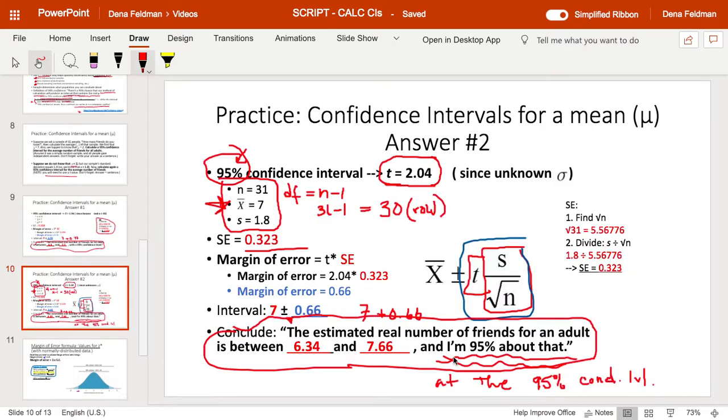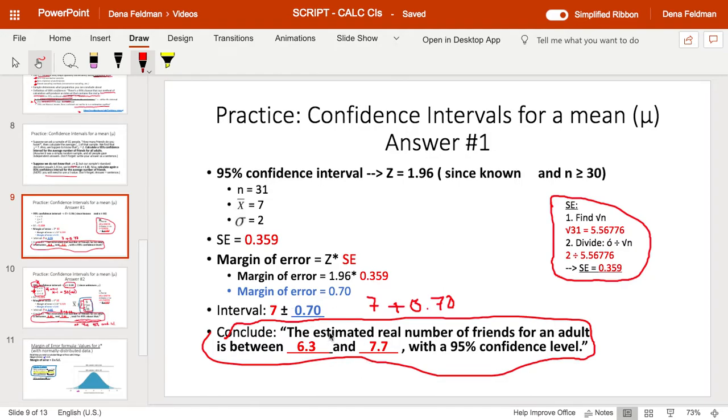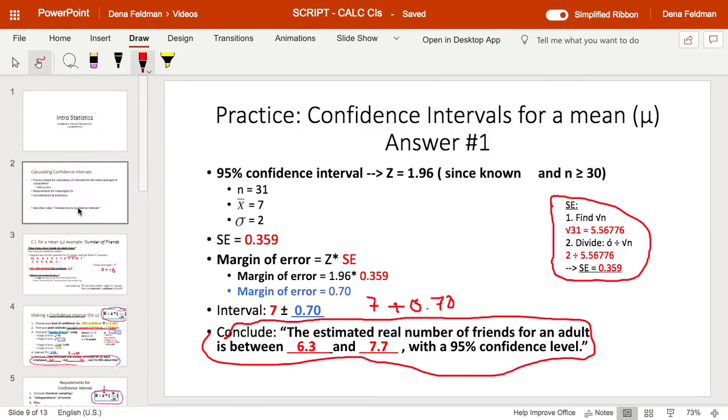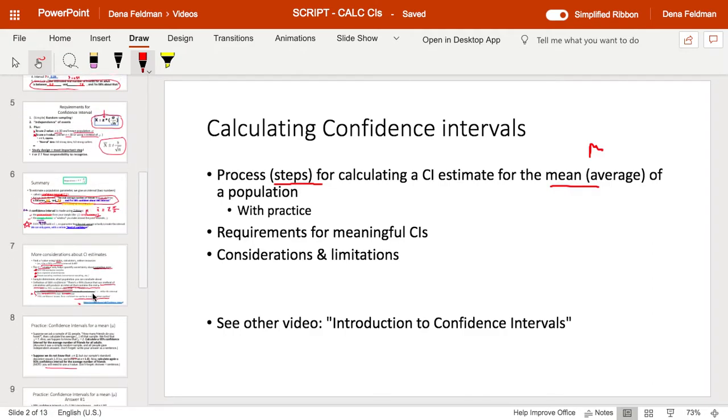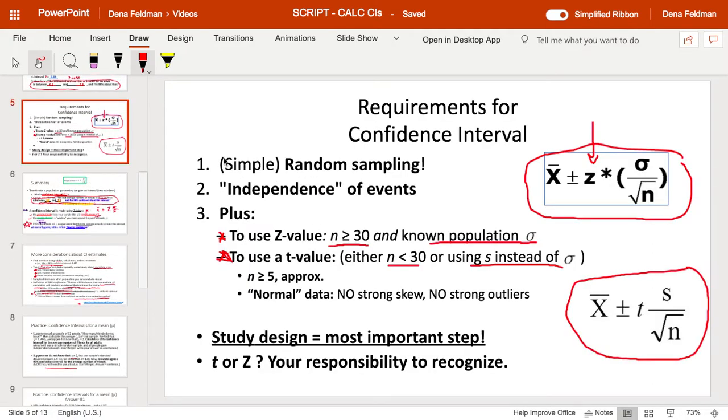So here what we've done is an answer for number 2. Here's our answer for practice question 1. And what we've done overall, again, is to look at the steps for calculating confidence intervals for a mean, and had a chance to practice some. We talked about the requirements that are needed for confidence intervals, some of the limitations, the requirements, 1, 2, 3, or you could say even the most basic things, 1, 2, 3, 4.